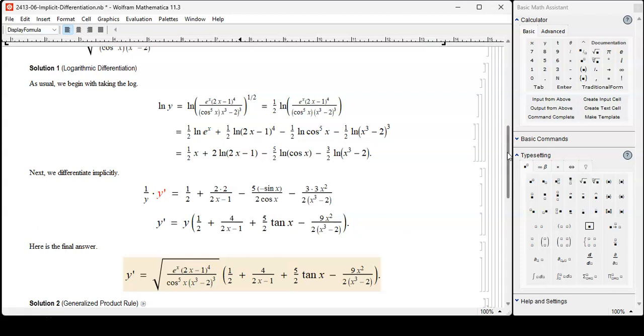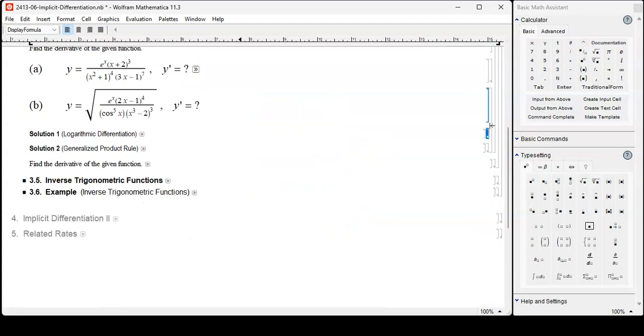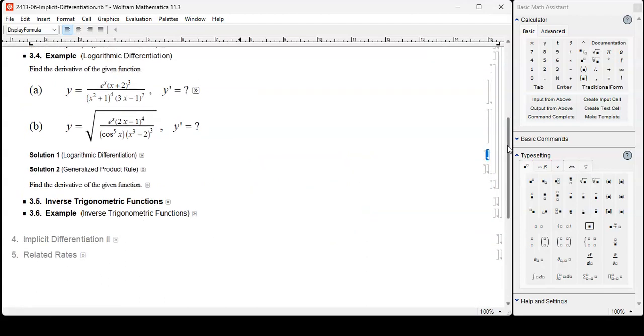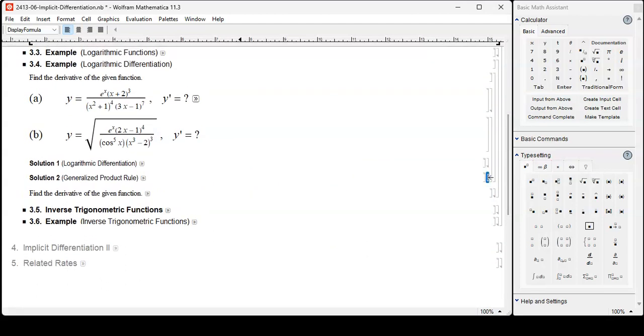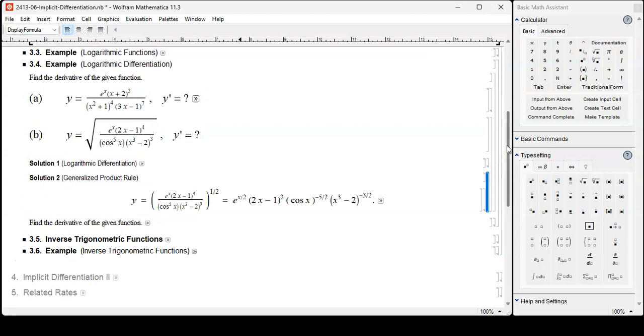So that's the logarithmic differentiation method. Take the log, simplify, take the derivative implicitly, flip y to the other side, and then substitute y back using the original problem. If you don't like that method, then here's a second method. Let's use the generalized product rule.